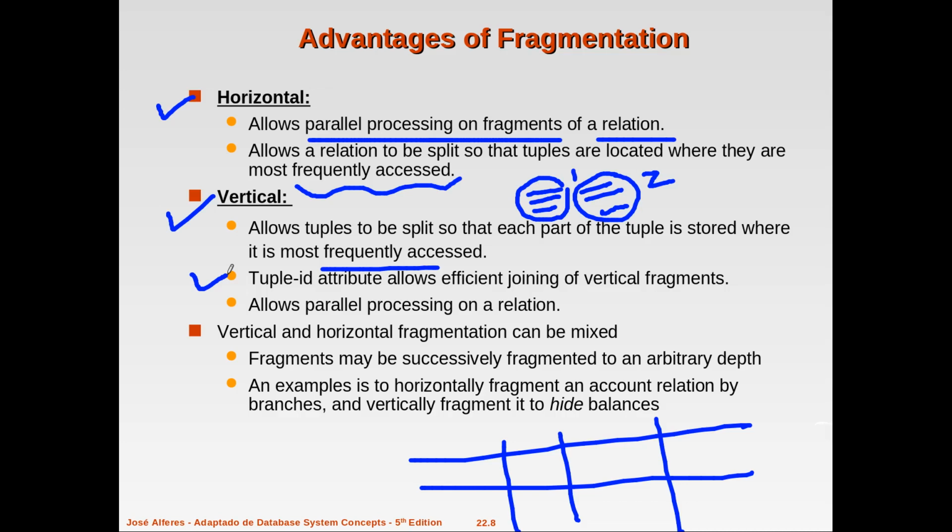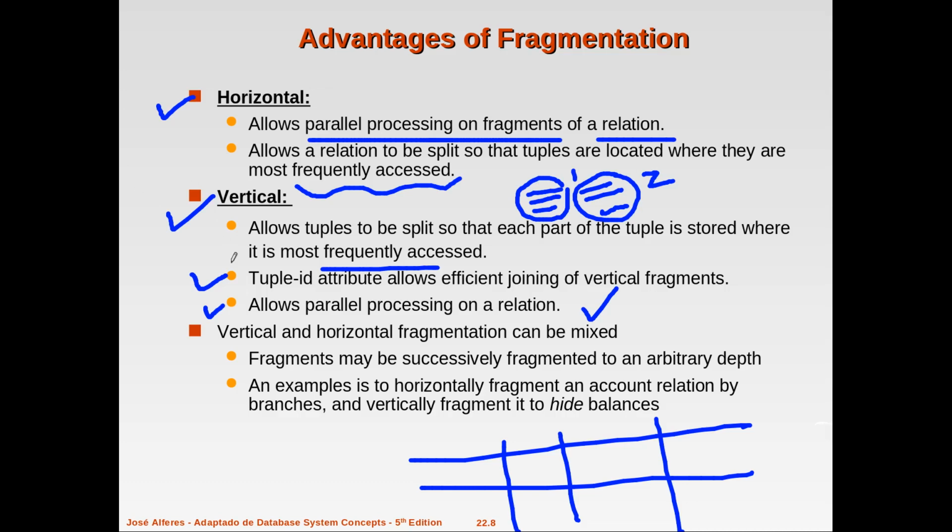Similarly, the addition of a tuple ID attribute for joining purposes allows efficient joining of vertical fragments. When we are doing vertical fragmentation, we always add an additional attribute, the tuple ID, and this tuple ID will always help to rejoin the fragments to form the original relation. It also allows parallel processing on a relation on these vertical fragments. If different queries need to execute in parallel on different fragments, they can apply this parallelism on all these fragments.